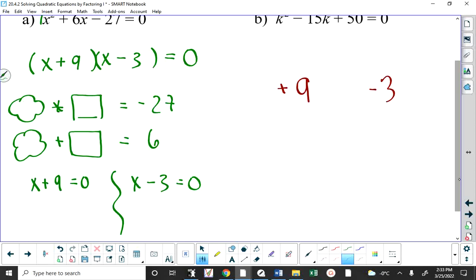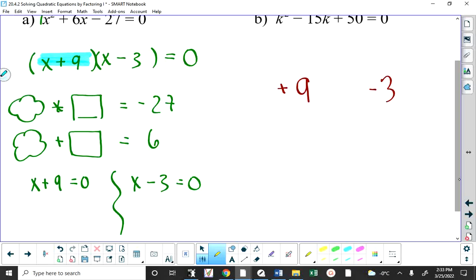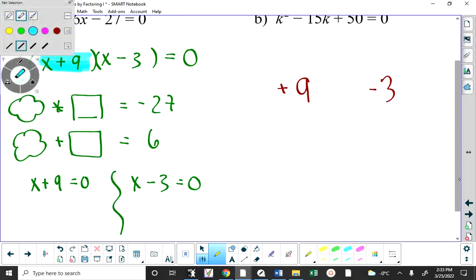So again, the idea is that if blue multiplied by green has to give you 0, then green can give you 0 or blue can give you 0. Each factor is set equal to 0 to solve the quadratic equation.